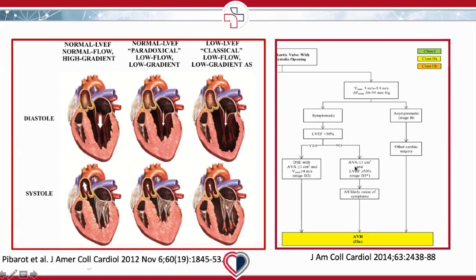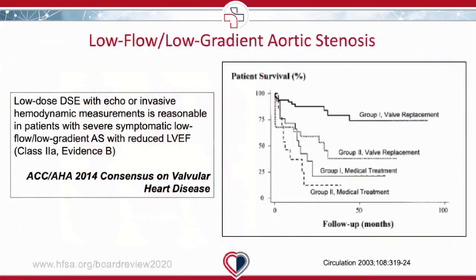And then this is more the low flow paradoxical normal EF patient, where it's again a 2A recommendation for aortic valve replacement. Now, I mentioned that the low dose dobutamine stress echo, with either or invasive hemodynamic measurements, is recommended to determine whether or not patients have severe symptomatic low flow, low gradient AS, but it's also used to determine if patients have contractile reserve.